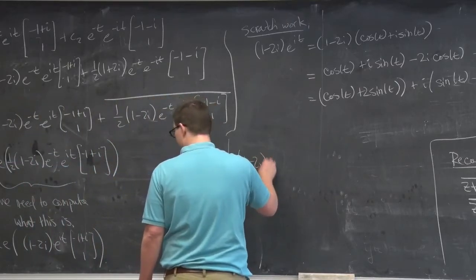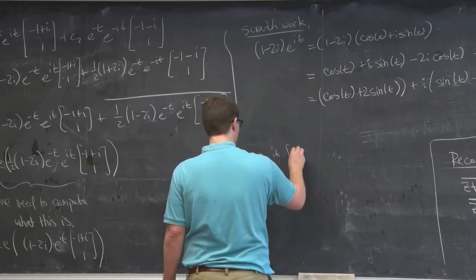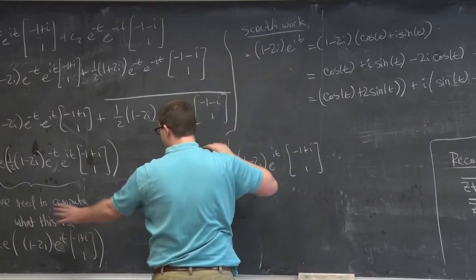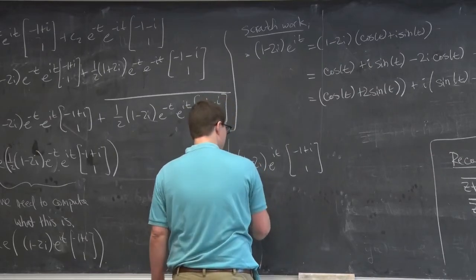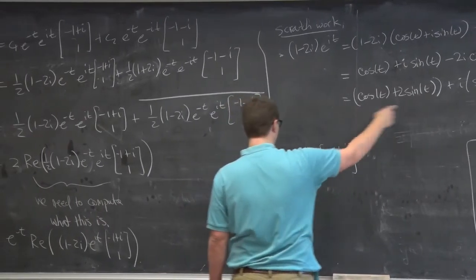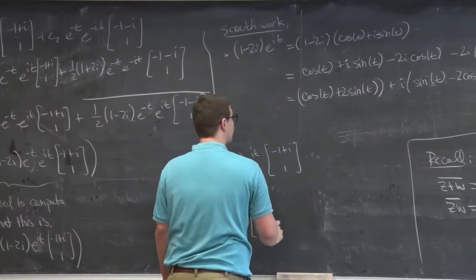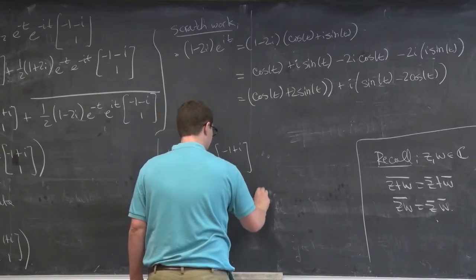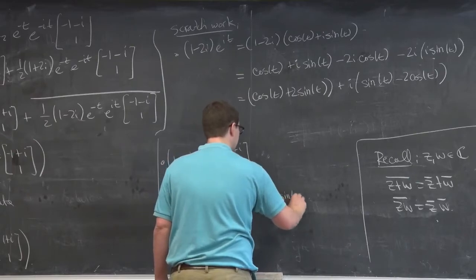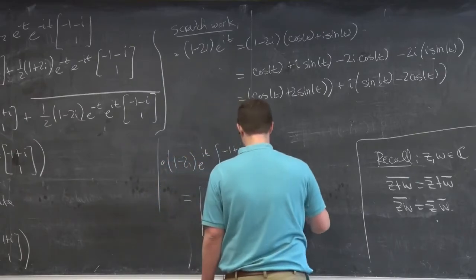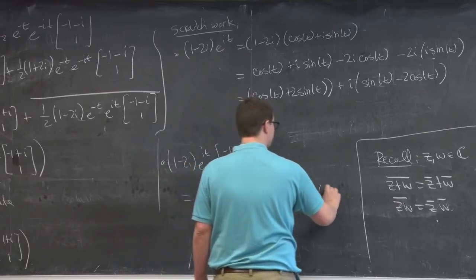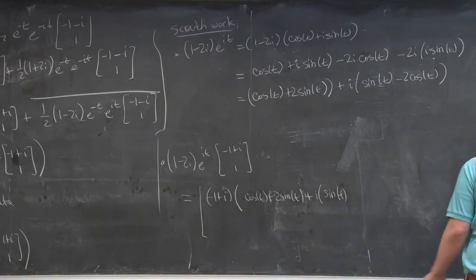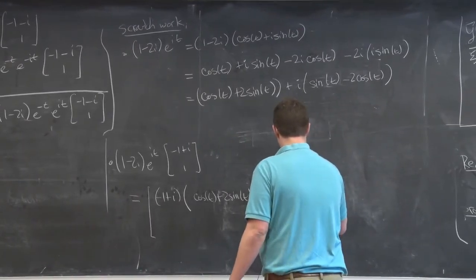Okay, so this tells us that 1 over 2i, e to the it, minus 1 plus i, 1. So I'm peeling off just a part of this, and I'm going to put it back in later. Okay, so this is equal to, well, we have this stuff, right? So we're going to have this thing, minus 1 plus i, times this whole thing. Cosine t plus 2 sine t plus i sine t, and I'm going to get rid of this, plus i sine t minus 2 cosine t.